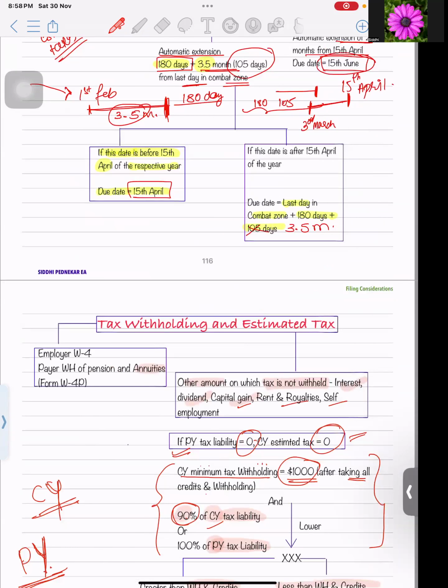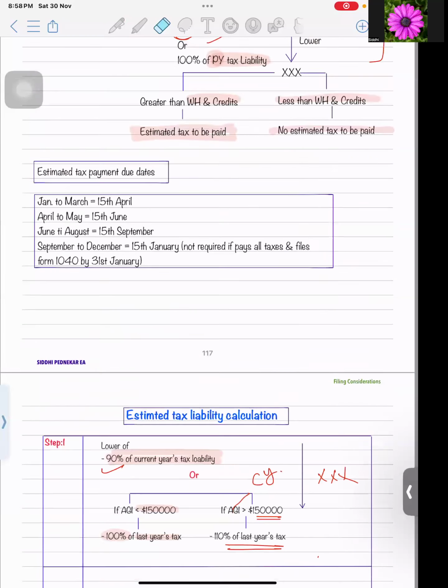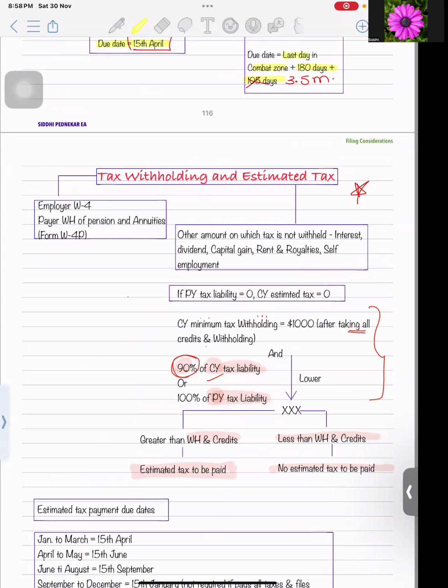There can be a one-line question, not that much in detail. But on this topic, there will definitely be a calculation question in a tabular format. If you remember, in the regular class I took an example on this topic. I think Madeline asked me some question on this over WhatsApp. It is 90% of current year tax liability. What is the minimum estimated tax you should pay? It is 90% of your current tax liability or 100% of your previous tax liability, whichever is lower.